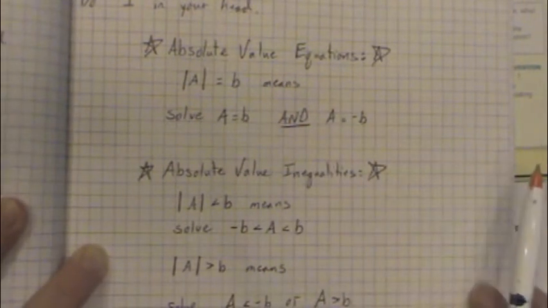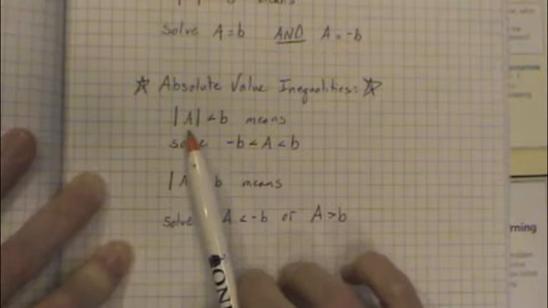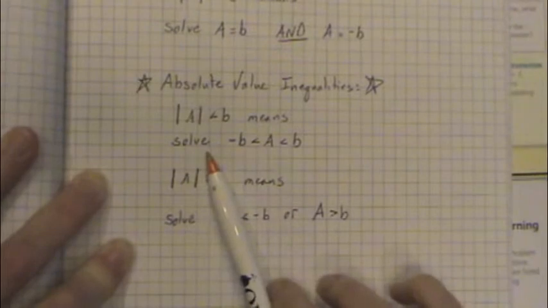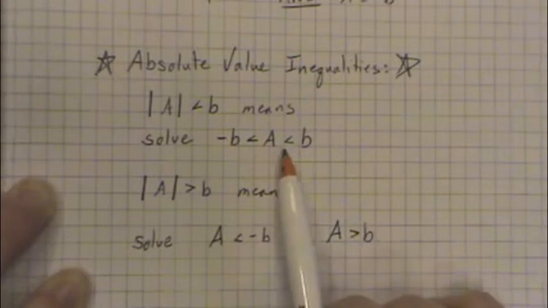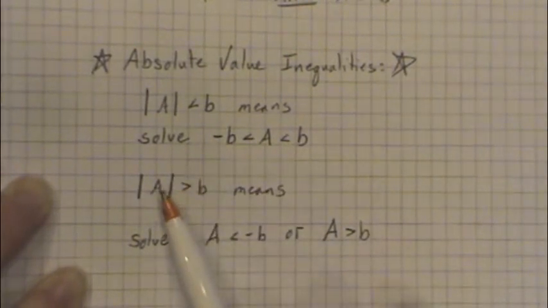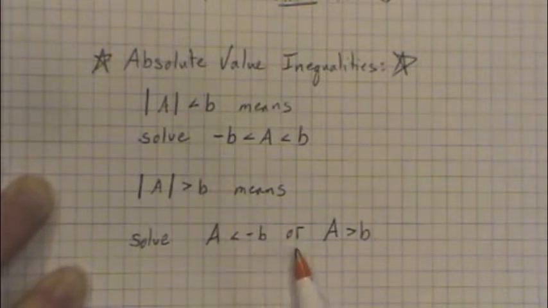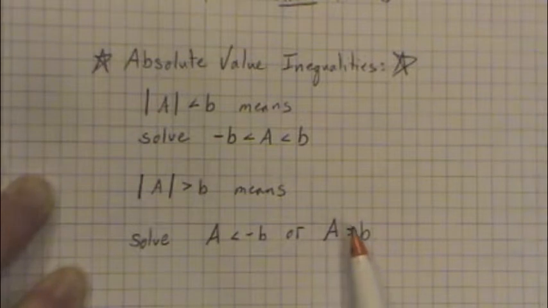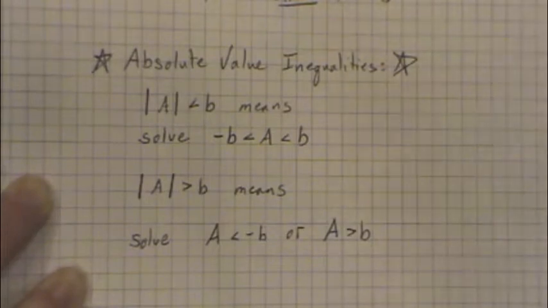That one's pretty straightforward. It gets a little bit trickier when you're looking at inequalities. The absolute value of any expression is less than b means you're going to solve the compound inequality: the opposite of b is less than a is less than b. The absolute value of anything is greater than b means your compound inequality uses an or: a is less than the opposite of b, or a is greater than b. We're going to go over this in a little more detail as we work through this, but I wanted you to have the main points up front.